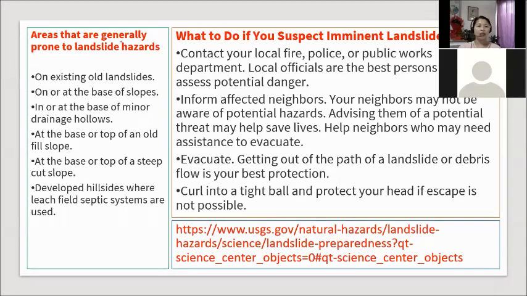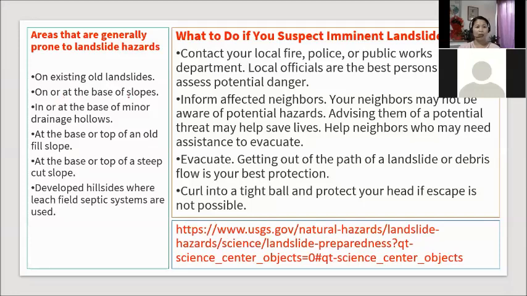We have the areas that are generally prone to landslide hazards. First, on existing old landslides. Yung nag-landslide na, possible na magla-landslide pa rin yun. So that is why meron mga warnings na this is a landslide prone area, no? Para maiwasan na mangyayari ulit, baka nandoon kayo sa lugar na yun, no?